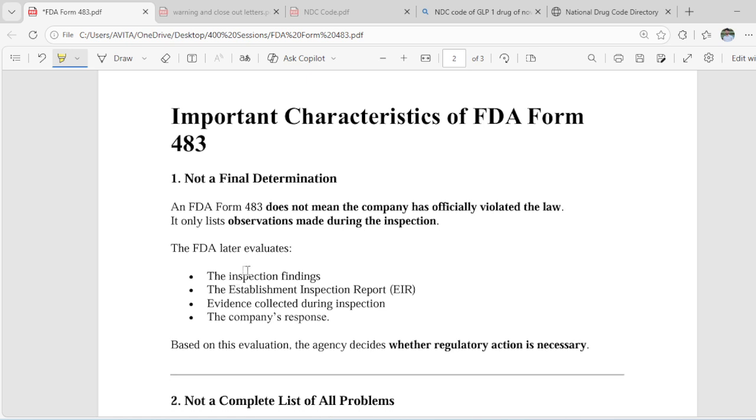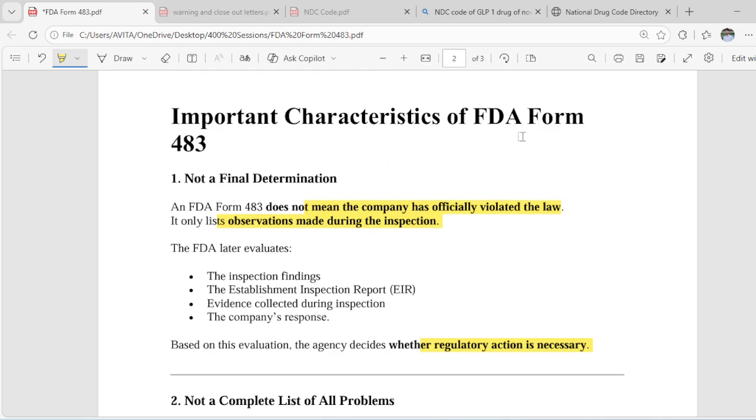Now moving to the important characteristics of the FDA Form 483. The first one: it's not a final determination. This FDA Form 483 does not mean that the company officially violated the law. It's only a list of observations made during the inspection. The FDA later evaluates the inspection findings and establishes an inspection record, along with the evidence collected during the inspection and the company's response. Based on the evaluation, the agency decides whether regulatory action is necessary.